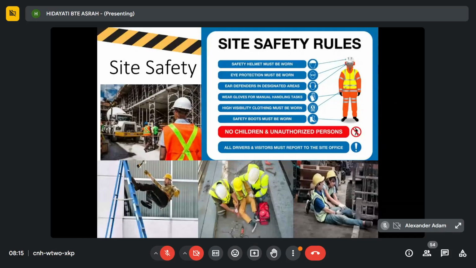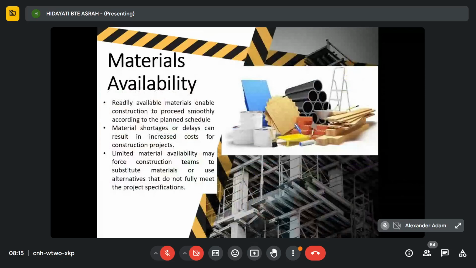Next is materials availability, whether the materials are available or not in your construction area. When planning an order, you also need to check the availability of the materials, and all materials must be available before the order can be released and executed. Let's say you want to order, but the material is not available, then how can you proceed with the construction work? So you have to check before you proceed with the construction.